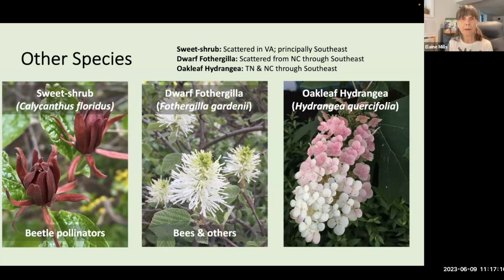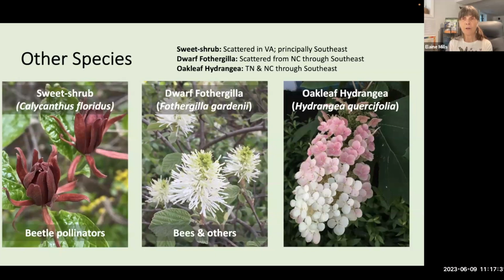Dwarf Fothergilla, Fothergilla gardinii, is the shorter of the Fothergilla species. It has these charming bottle brush-shaped flowers that appear earlier in the spring that provide pollen and nectar to bees and others. And it's notable for its very attractive multicolored fall foliage.